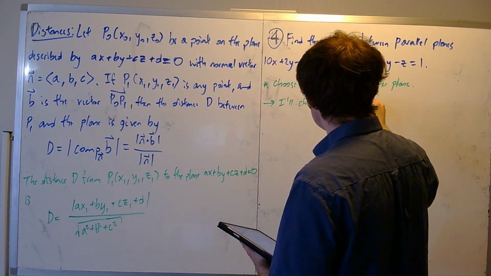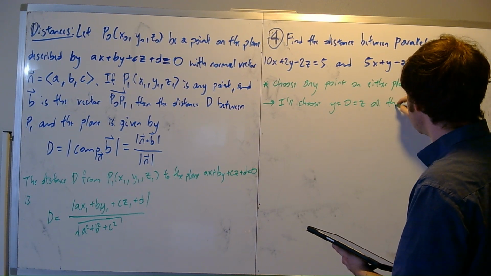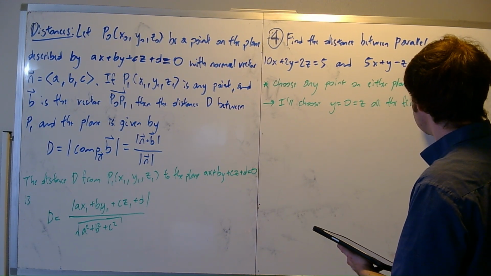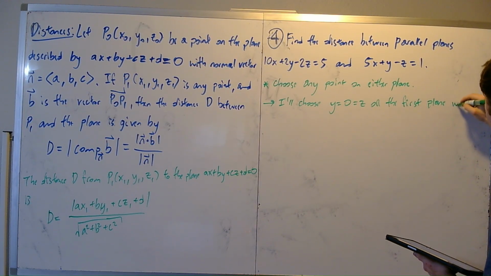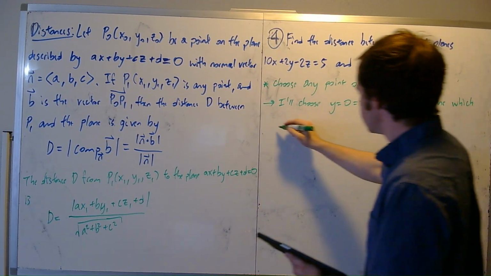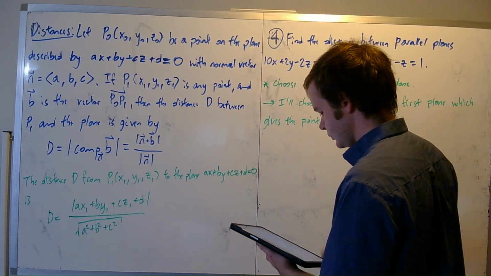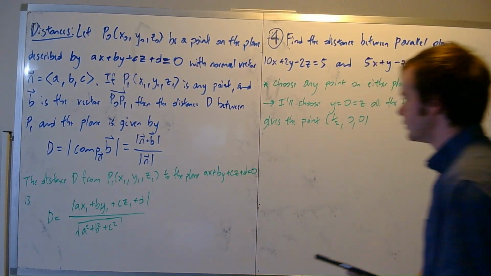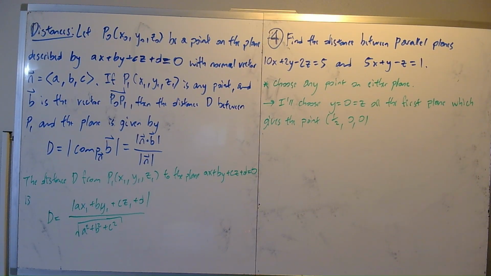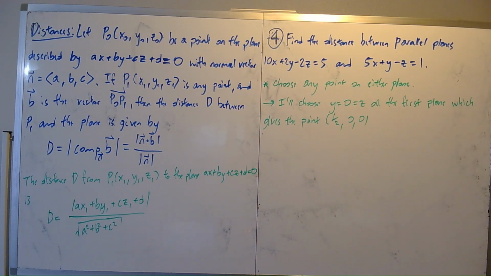y equals 0 equals z on the first plane, which gives the point 1/2, 0, and 0. Right, so we just needed to pick a point on the plane, and if we plug in y and z equals 0 into this function, then we're going to get that x is equal to 1/2. So that's a point on the plane.